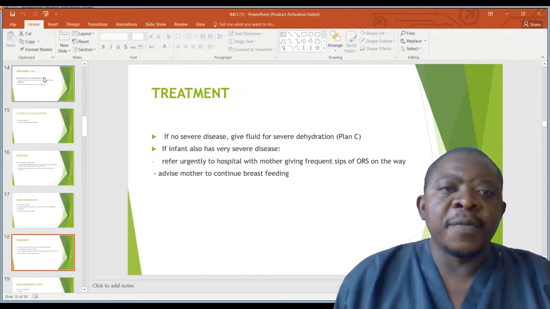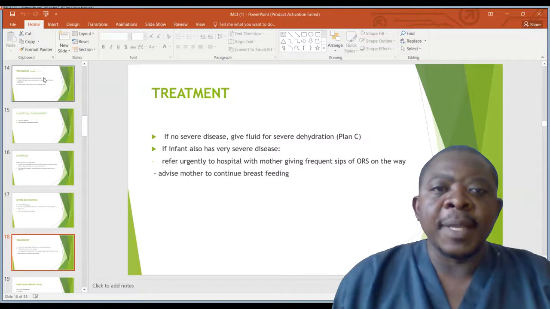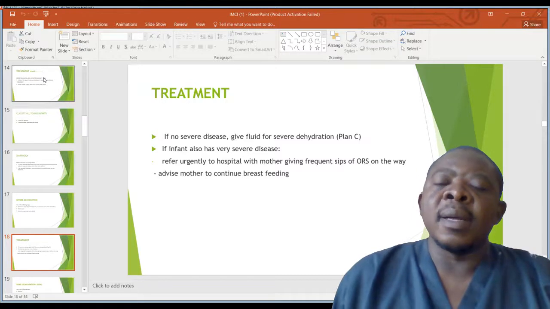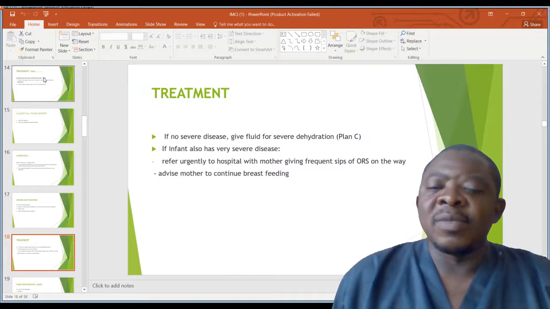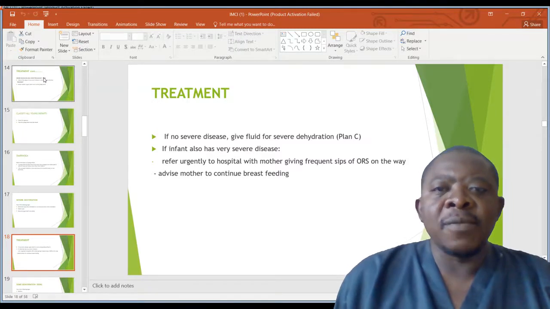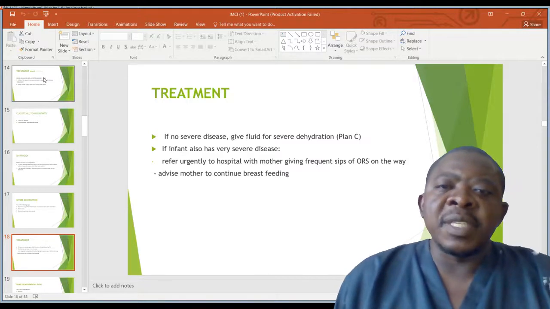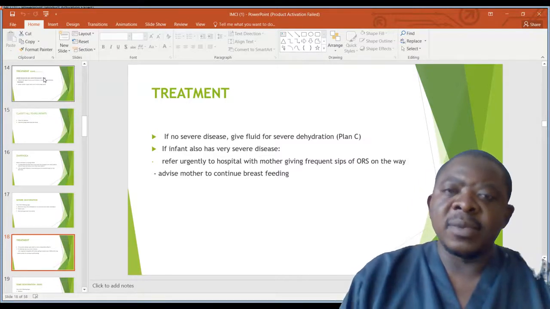Treatment. If no severe disease, you give fluid according to plan C. If the infant also has a very severe disease, refer urgently to hospital with the mother, giving frequent sips of oral rehydration salts on the way, and advise the mother to continue breastfeeding, because from the breast milk the baby will be able to get the necessary nutrients and water that is needed, and you also prevent hypoglycemia. Okay, so when you manage very well according to plan C, if there are no infections, the need to refer might not be there.